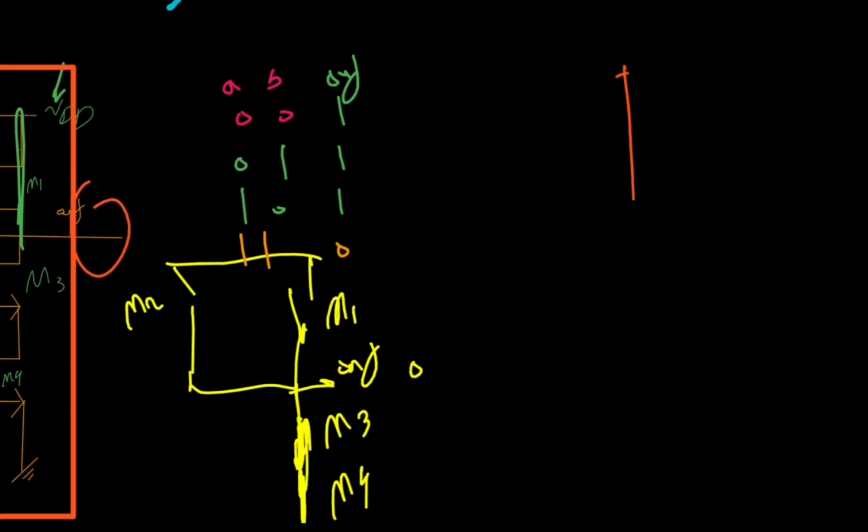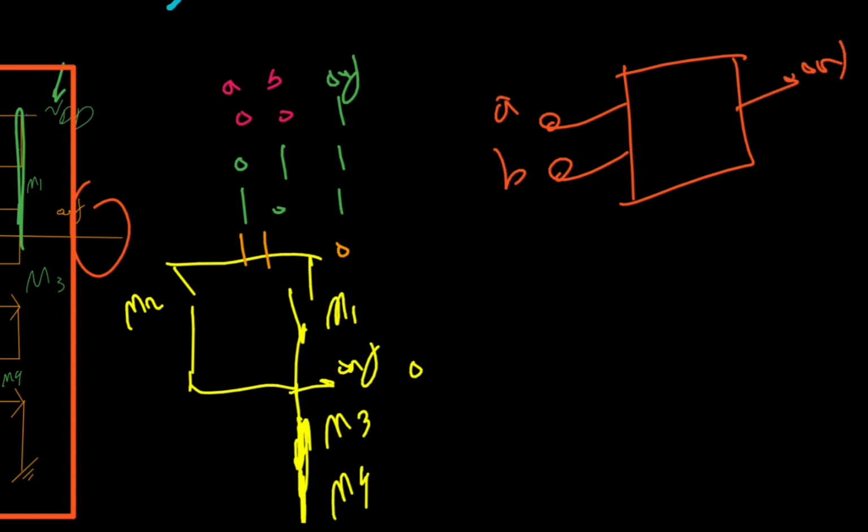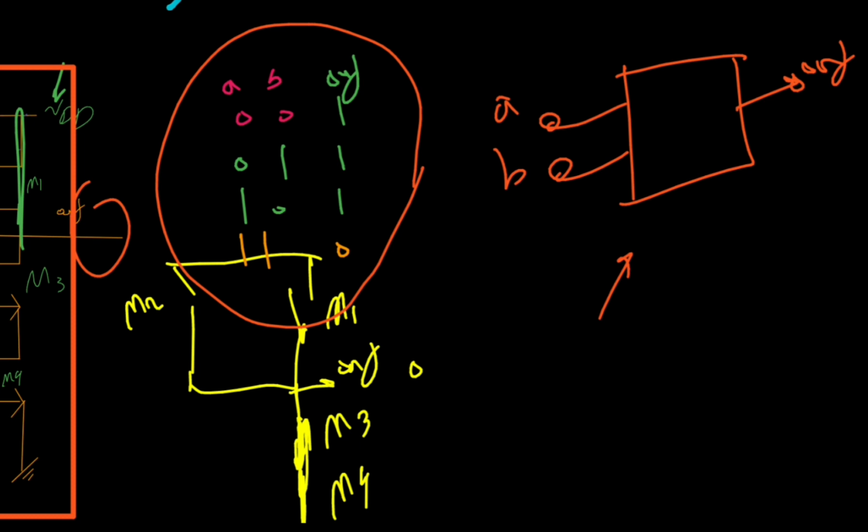So we have one rectangle, we have one input, we call it A, another input called B, and one output that we call out. And the behavior of this, which we call a gate, is based on this truth table. We say the output is always equal to 1 unless all inputs are equal to 1.